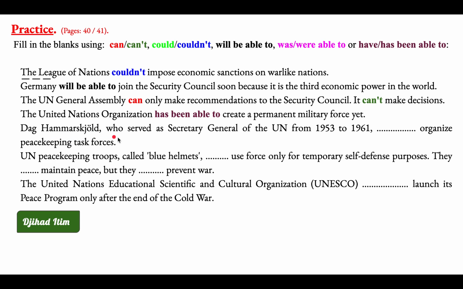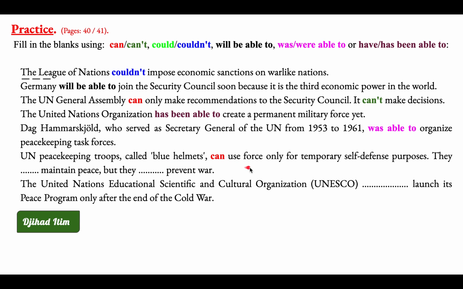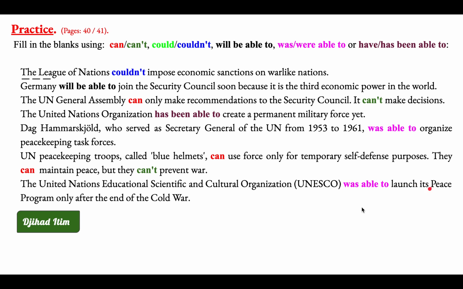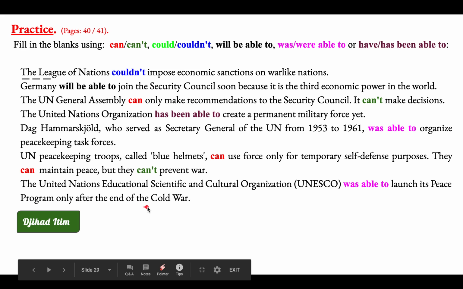Dag Hammarskjöld, who served as Secretary General of the UN from 1953 to 1961, was able to organize peacekeeping task forces. UN peacekeeping troops called Blue Helmets can use force only for temporary self-defense purposes. They can maintain peace, but they can't prevent war. The United Nations Educational, Scientific and Cultural Organization, UNESCO, was able to launch its peace program only after the end of the Cold War.